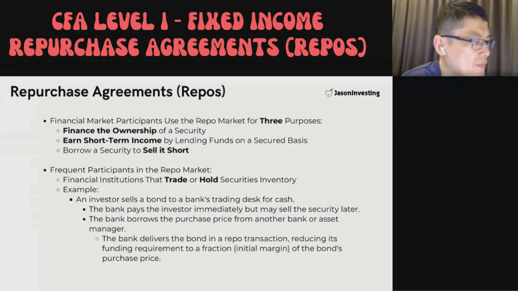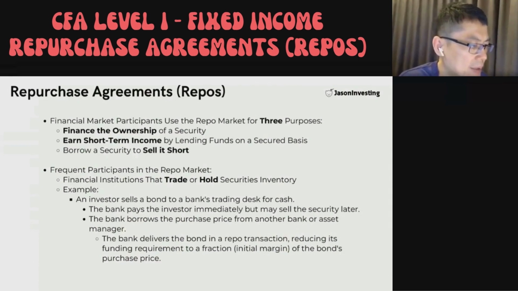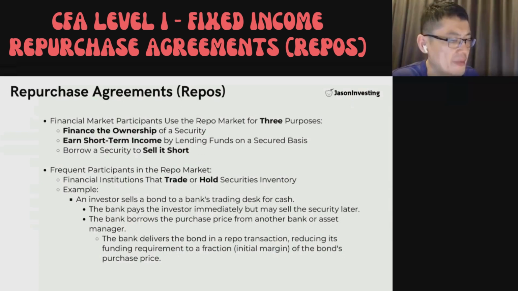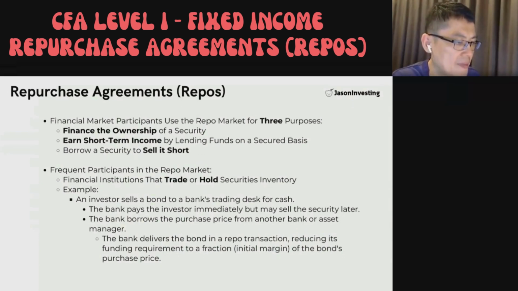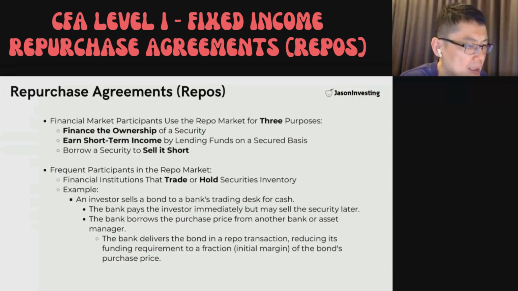An investor sells a bond to a bank's trading desk for cash. So what the bank could do is pay the investor immediately, and this is just a pure bond purchase. Or the bank could borrow the purchase price from another bank, and deliver the bond in a repo transaction, reducing its funding requirement to a fraction of the bond's purchase price based on the initial margin. So if the initial margin is higher than 100%, the bank will get less cash for the bond, and the difference in the cash value will be the funding requirement for the bank to purchase the bond.